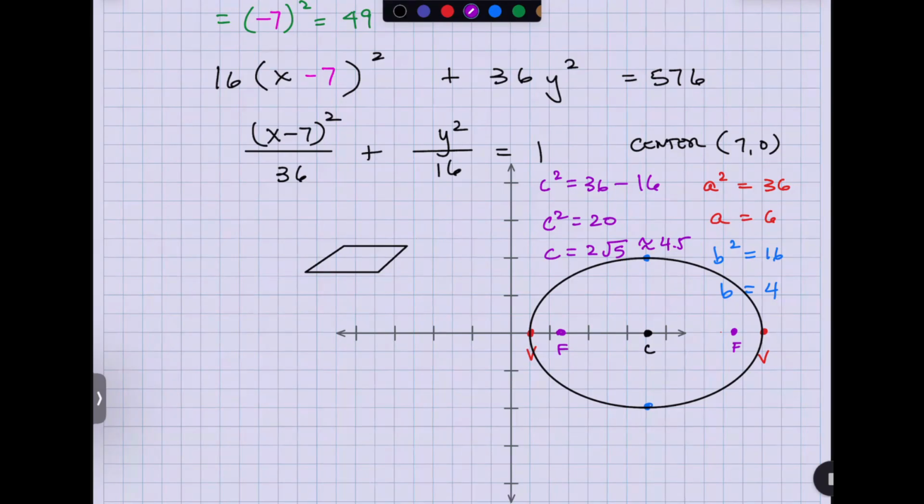And since class is over, I'm going to let you guys figure out what those points are. The vertices is pretty easy. It's the foci that's going to be more interesting. But again, back to that second example where we said it was the center plus or minus that c. Okay?